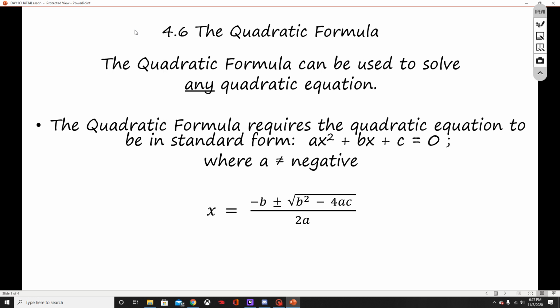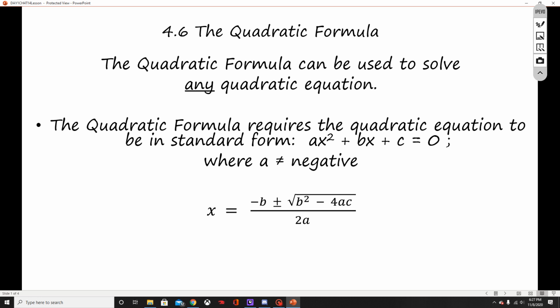Alright, today we're going to look at how to solve quadratic equations using the quadratic formula. So far we've learned a couple of ways. We know how to solve quadratic equations by factoring and using the zero product property. We also know how to solve quadratic equations by completing the square. The last way that you can solve quadratic equations is by using the quadratic formula.